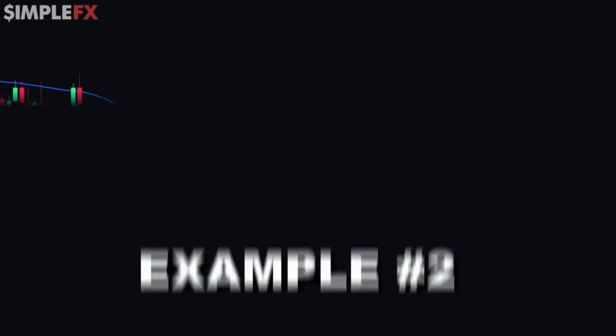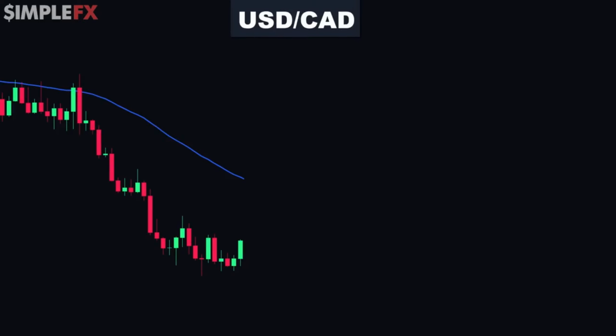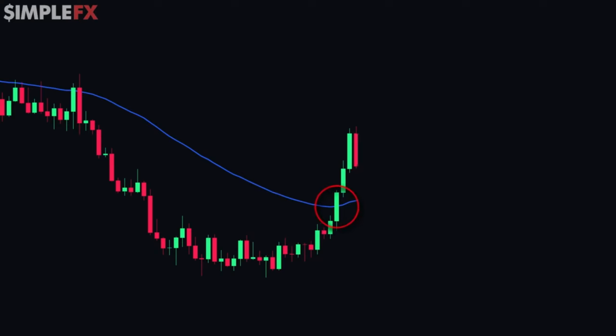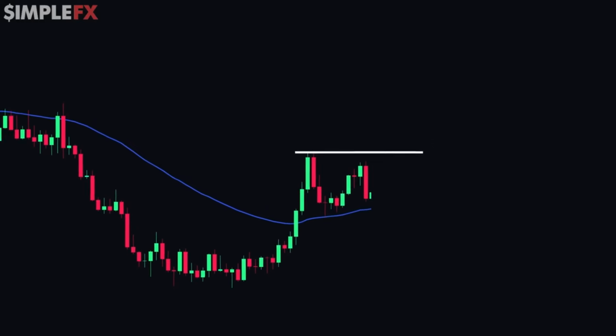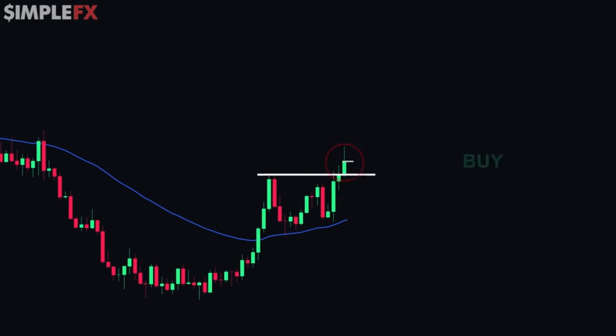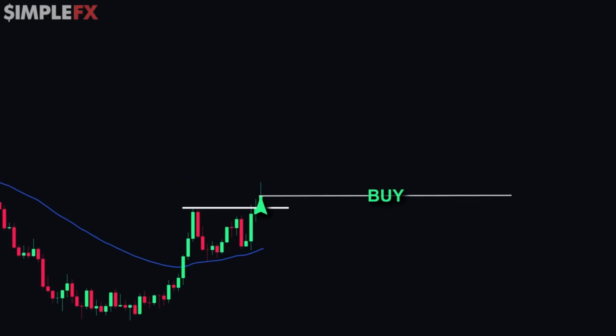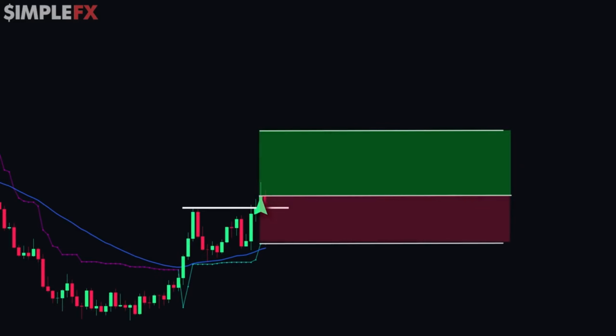Here's another example again on the USDCAD chart. The pair was trading below the 50 EMA for quite a while, then a breakout, and then the reversal of that breakout. We then drew a horizontal line at the swing high, and once I saw the candle close above the line, it was a confirmed breakout, and I entered a long position. Then I applied this chandelier stop and placed our stop loss and take profit target. Again, price hits our take profit region.